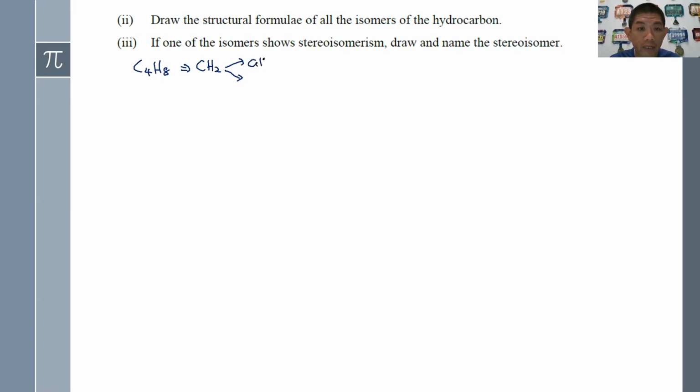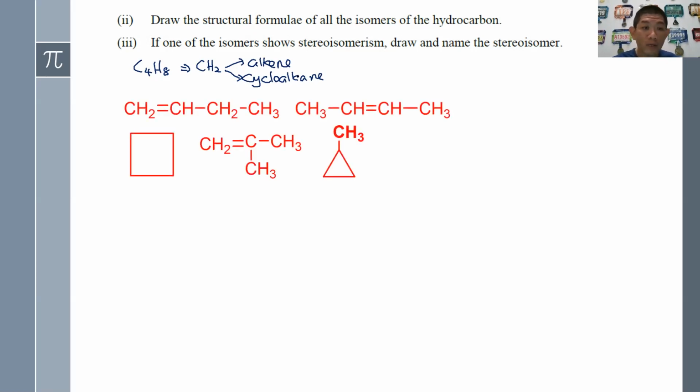CnH2n are either alkene and also cycloalkane. So whenever you are proposing the isomers for a hydrocarbon, you must propose all possibles, including alkene and also cycloalkane. So for C4, what are the possible isomers for C4H8? These are all the isomers here.